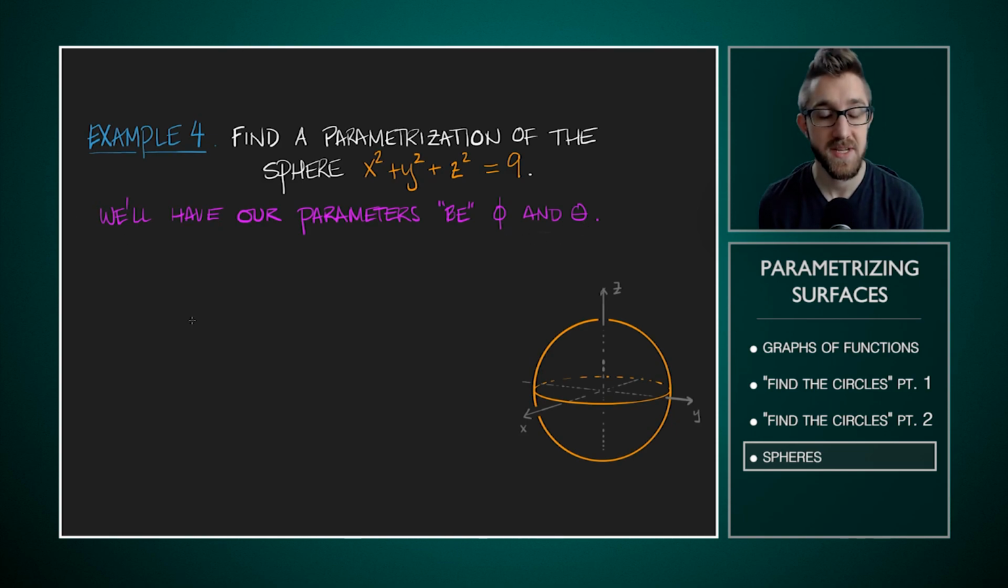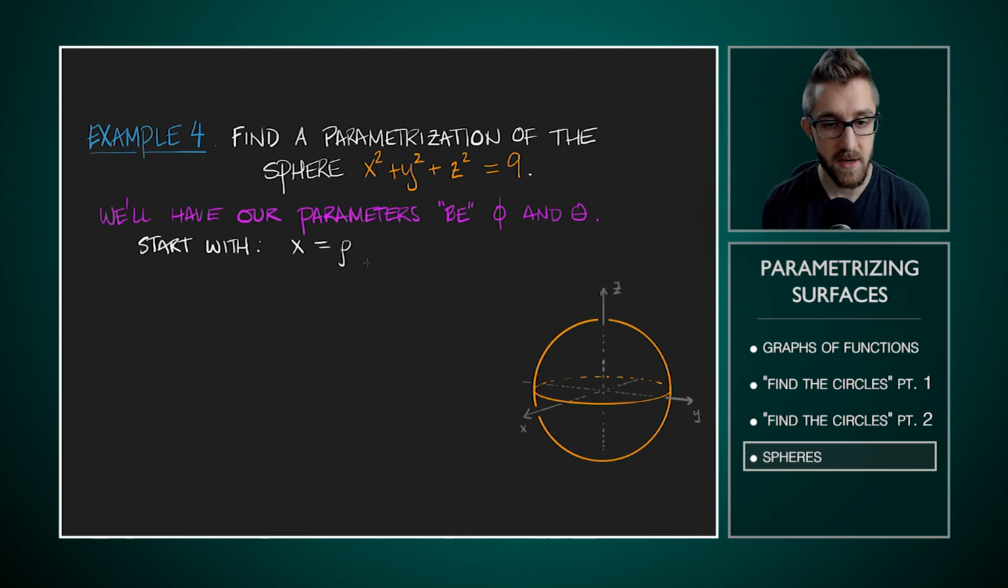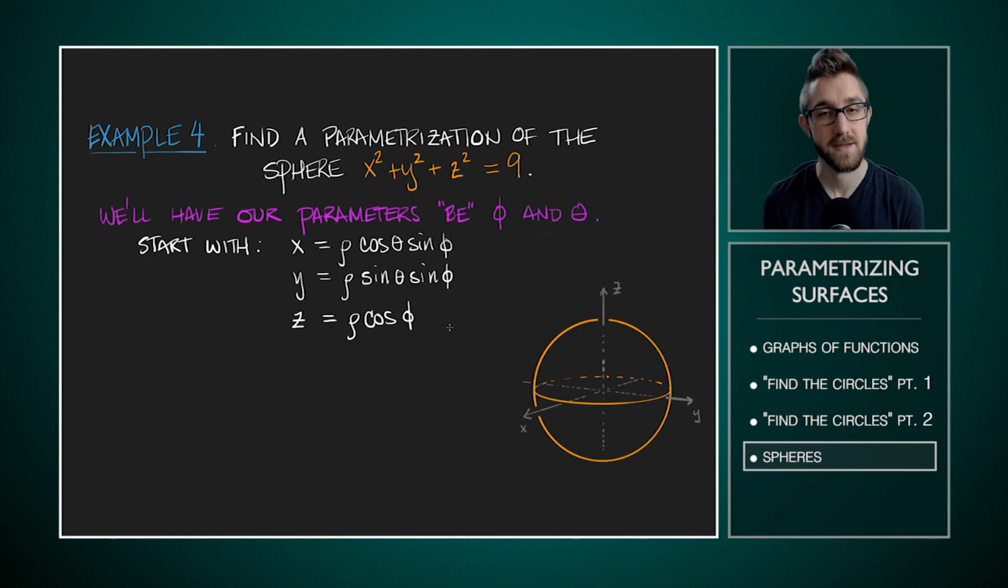And to get there, we need to start with the expressions for x, y, and z in terms of the spherical coordinates. So it's those hideous equations where x is rho cosine theta sine phi, y is rho sine theta sine phi. I have to look it up about half of the time because I don't remember it. So I think it's this. It's this. Yeah, we're good. It's this.